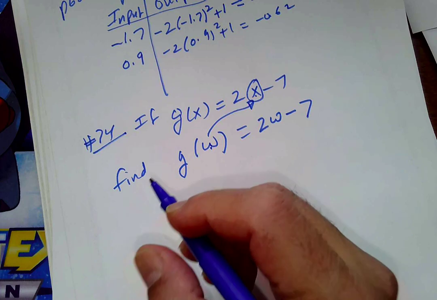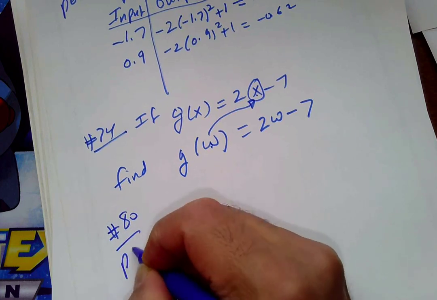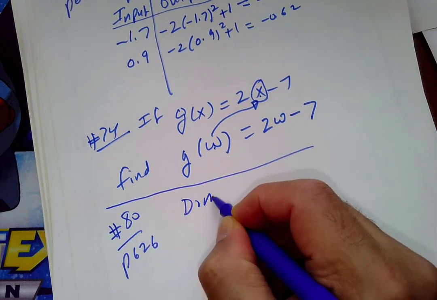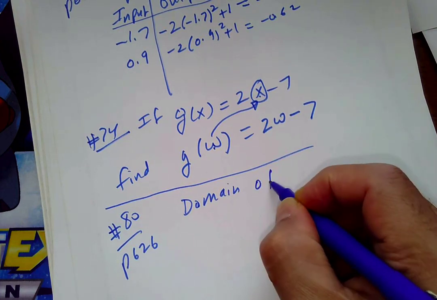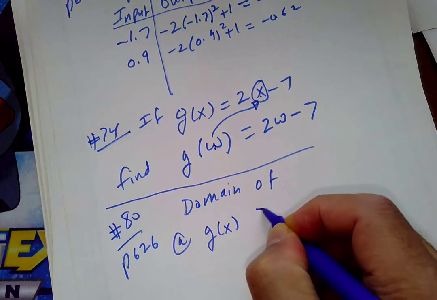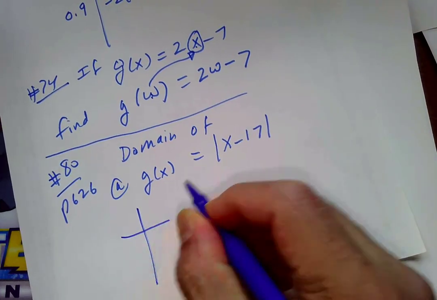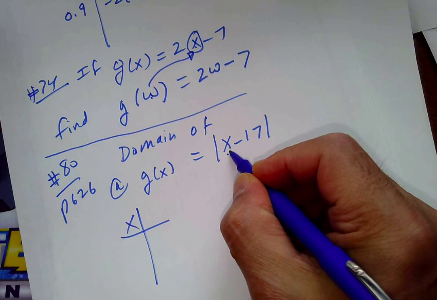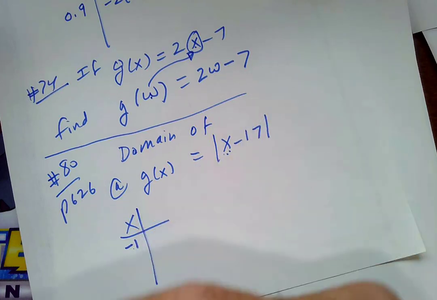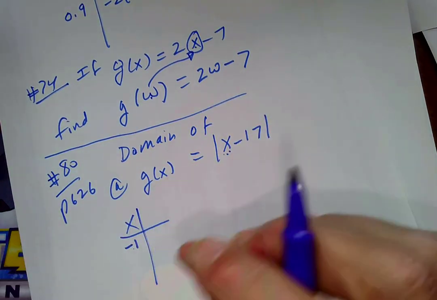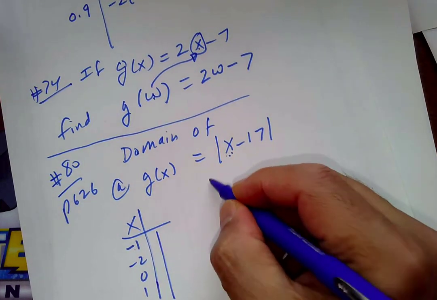So how do we find the domain in like number 80, page 626? Domain. Remember, domain is x values where you can actually find a y value. Domain of part A, g of x equals absolute value of x minus 17. Well, to find the domain, you want to check, can I plug in a negative number and get a y value? Like if I plug in negative 1 or negative 2 or negative 3 and subtract 17 and do absolute value, it's still going to be a positive number. So as long as I can find a y value. So no matter what I plug in, negative, positive, I still get a y value. That means it's all real numbers.